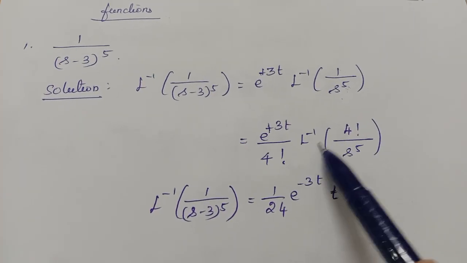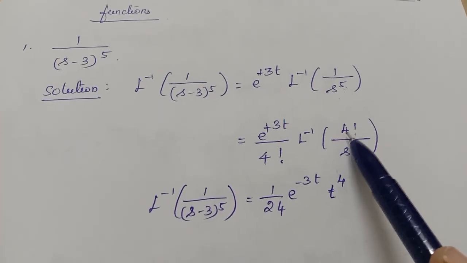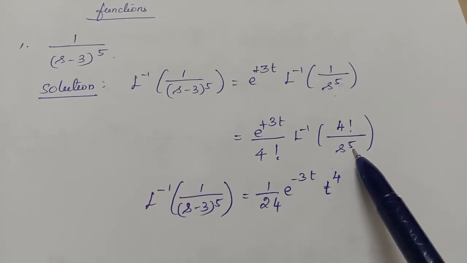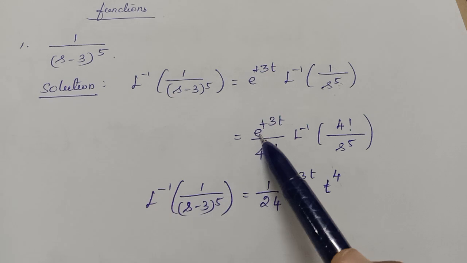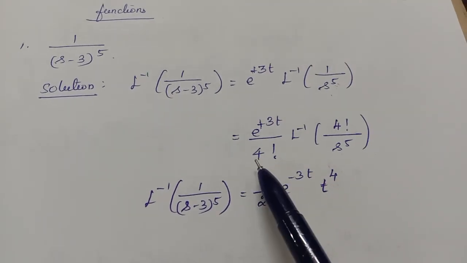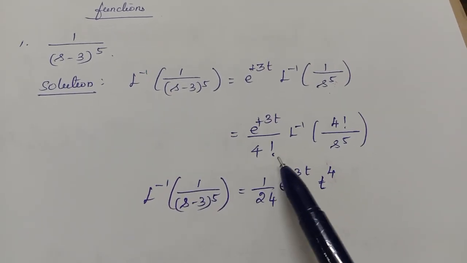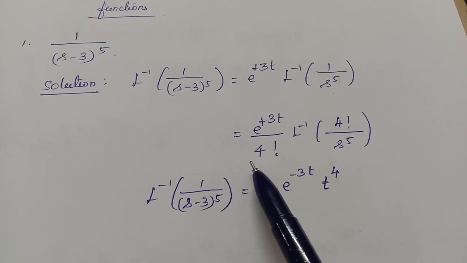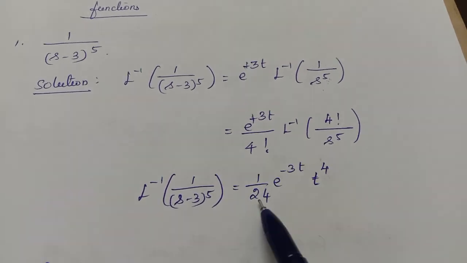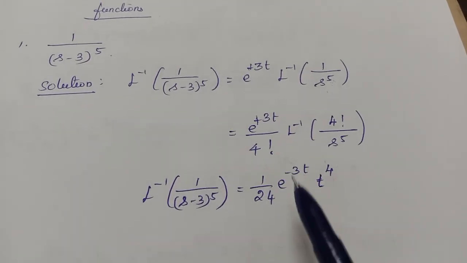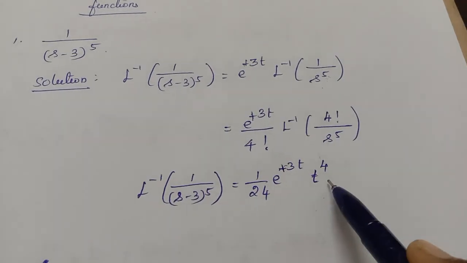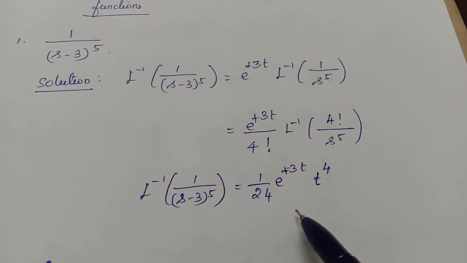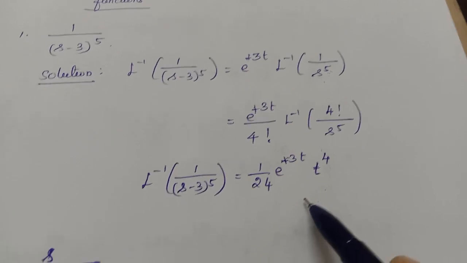Okay, now look at this. This is like L inverse of n factorial by s power n plus 1. So this is nothing but t power 4. So e power 3t by, what is 4 factorial? 4 into 3 into 2 into 1, isn't it? So 4 into 3, 12, 12 twos are 24. So 1 by 24 into e power plus 3t into t to the power of 4. So this is the inverse Laplace transform of the given function.